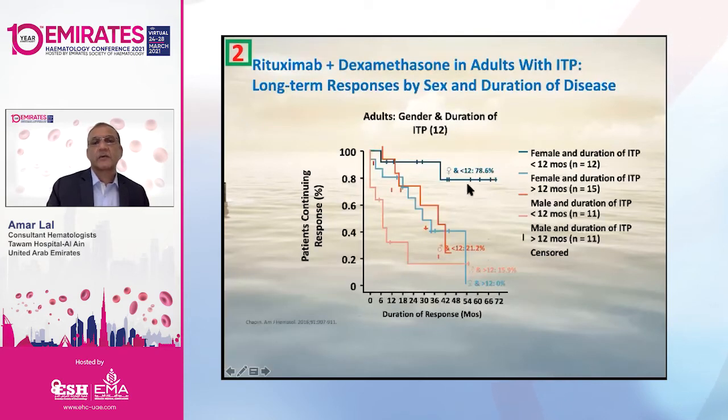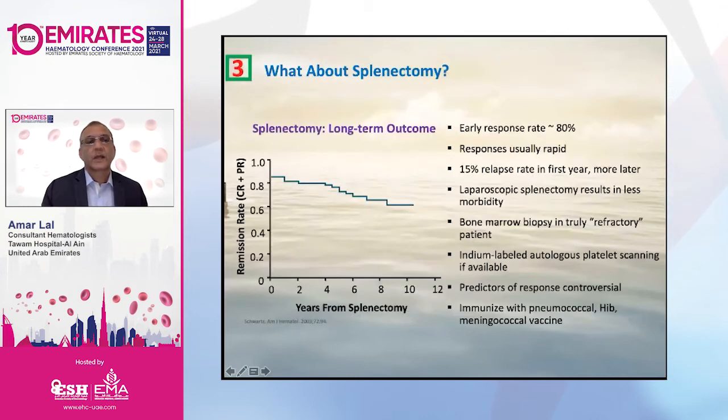A very interesting thing about rituximab: they have seen more female responders. And splenectomy. Now, what is splenectomy? 60 to 80% have a response. But remember, for splenectomy, you have to keep 2 things in mind. Just check in the imaging that there is no accessory spleen. And laparoscopy is very important.